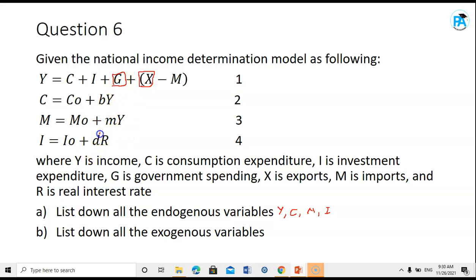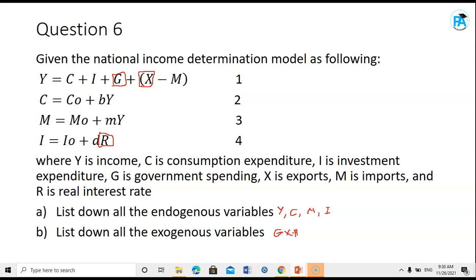Now look at R, real interest rate. It's also imposed on the model. There is no special function for it. You don't know where it was gotten from before it was imposed on this. So G, X, and R are imposed on the model. In this model, G is exogenous, X is exogenous, and R is exogenous.